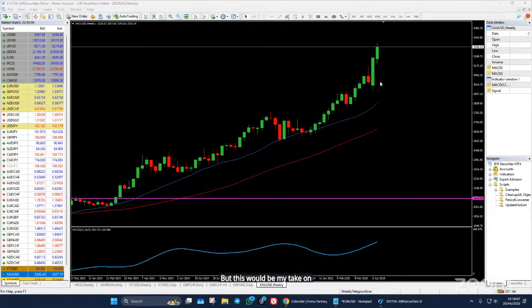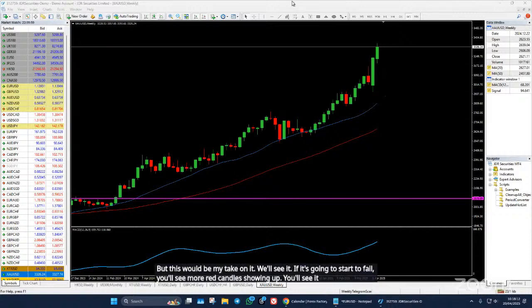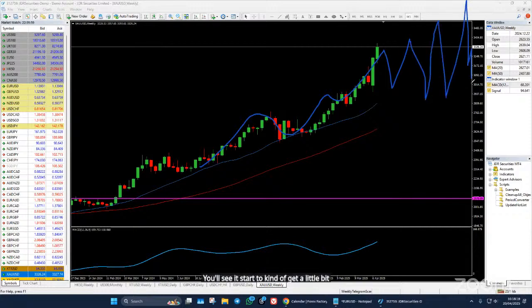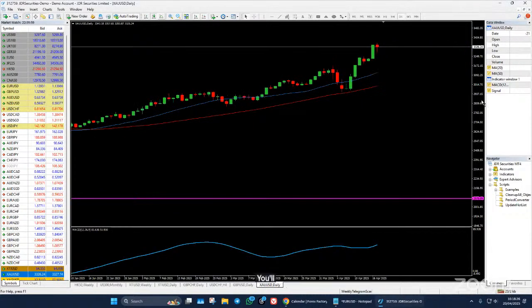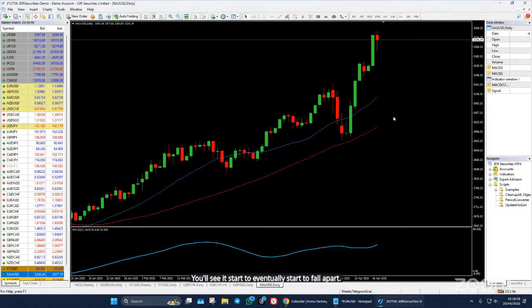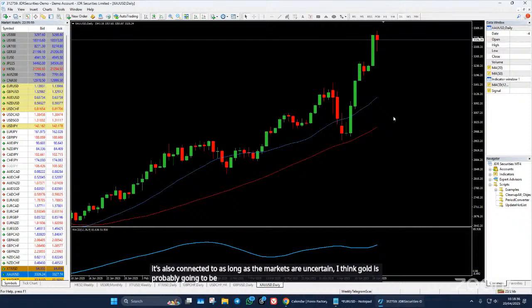If it's going to start to fail, you'll see more red candles showing up. You'll see it start to lose its trend. Right now it's got this beautiful trend, very rhythmic. You'll see it start to break down, and then eventually you'll see divergence, and you'll see it on the weekly, not just the daily. You'll see it start to fall apart. For now, I think it's also connected to this: as long as the markets are uncertain, gold is probably going to be a safe haven. It's not even an inflation thing now, but inflation is coming, so gold is possibly also going to act as a hedge against inflation.